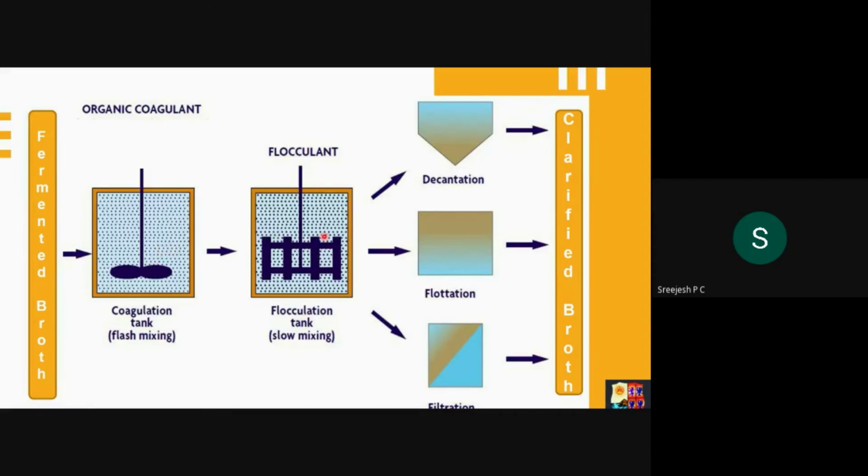And it will be taken into the next tank where we'll be adding the flocculant and we are doing the slow mixing here. Now what will happen? The macroflocs will be formed. The visible flocs will be formed, which can actually sediment. So now how we can remove these visible flocs from our liquid broth? Any method. It can be decantation, or flotation, filtration, or we can do the centrifugation. And ultimately you will be getting your clarified broth, which is free of these kind of solid or cells.